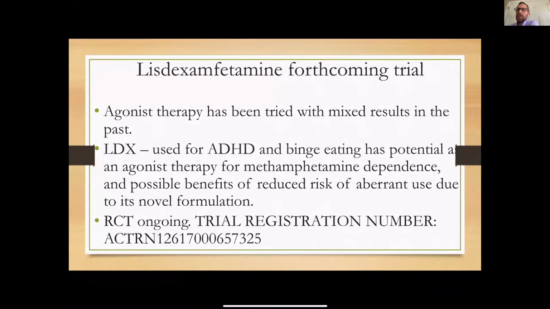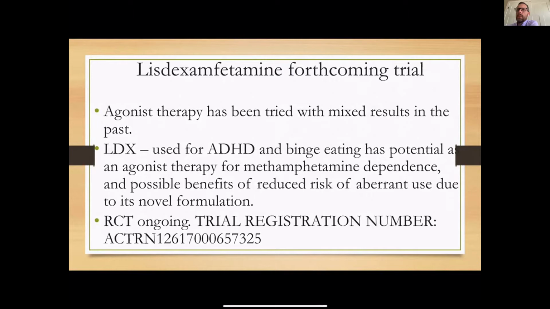So this LDX is an agonist used for ADHD. And there have been a lot of studies that have tried to look at basically amphetamine or stimulant-based treatment. The reason that was thought to be potentially beneficial is that methamphetamine and other amphetamines have a really long half-life. Cocaine's 30 minutes, so you got to do a lot of coke in a day. But for an individual using methamphetamines, they could use once in the morning, once in the evening, theoretically.